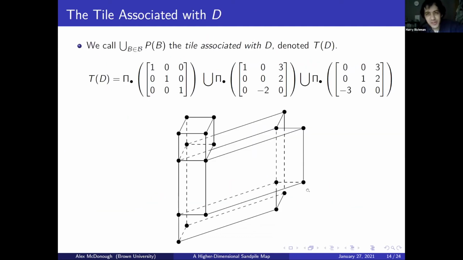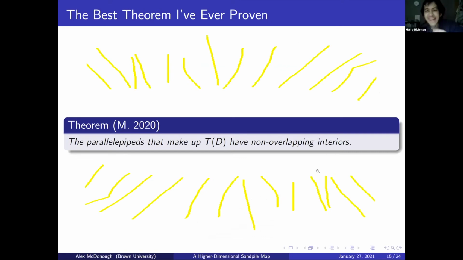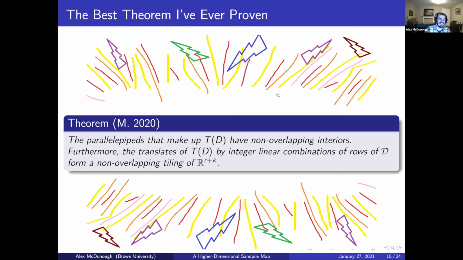In that picture, do they have disjoint interiors or are they overlapping somehow? Yeah, that's a great question. They have non-overlapping interiors. It's not easy to show, but I thought it was pretty nifty once I got it. The parallelepipeds have non-overlapping interiors, but the thing that makes it way better is that translating this by integer linear combinations of the rows actually gives us a tiling of R to the r plus k. So this can be used to tile 3-dimensional space.